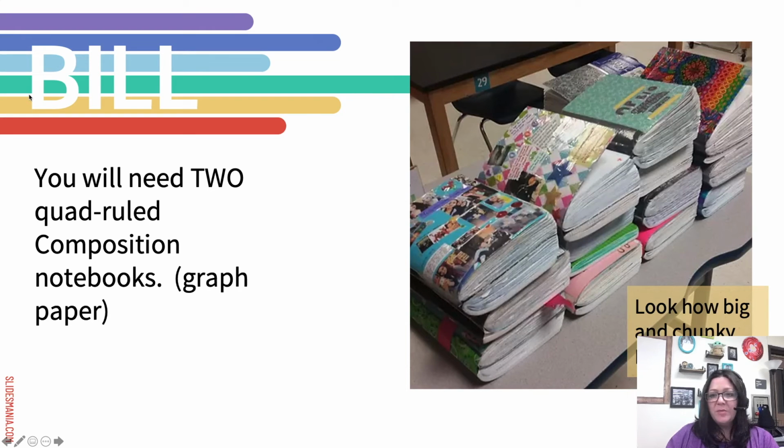The reason we're using composition notebooks and not spiral notebooks is that composition notebooks hold together well, because they are sewn together in what's called signatures, so they hold up a lot better than a spiral notebook. In a spiral, you'll just have things falling apart all over the place. As it is, you're probably going to have to tape and retape your Bill throughout the class year. Okay.